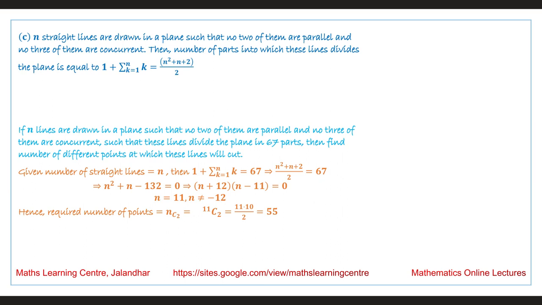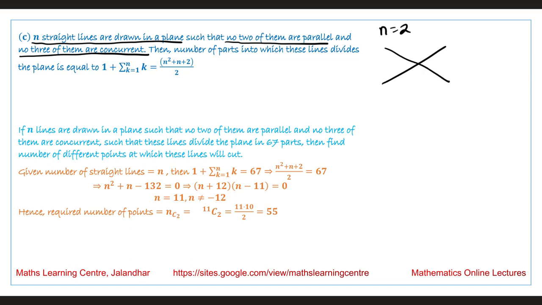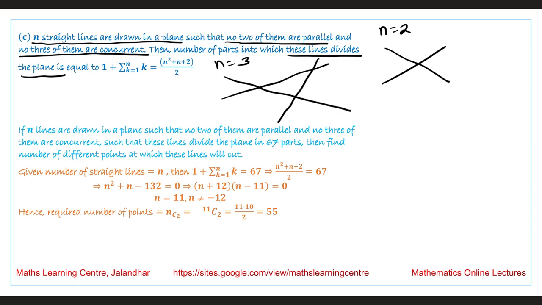Next is, n straight lines are drawn in a plane such that no two of them are parallel and no three of them are concurrent. Suppose I am talking about the value of n equal to 2. If suppose the value of n is 3, this is one line, this is another line, this is the third line. What we have to do over here is find the number of parts into which these lines divide the plane.